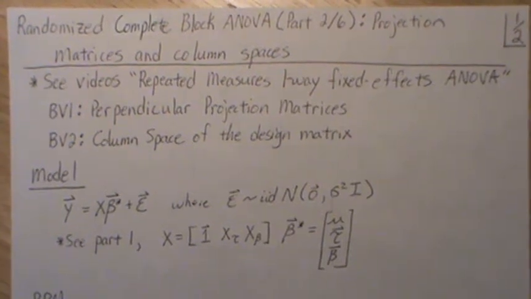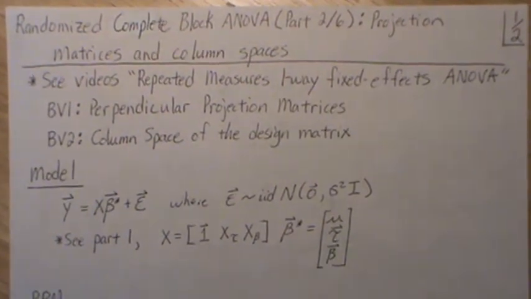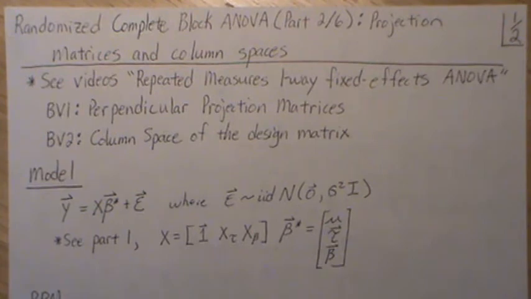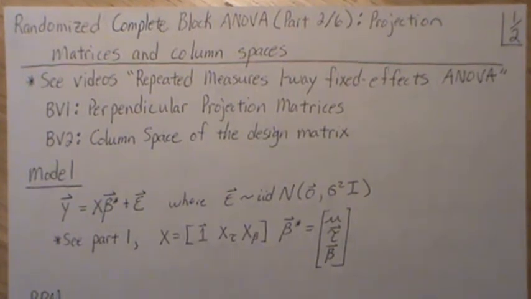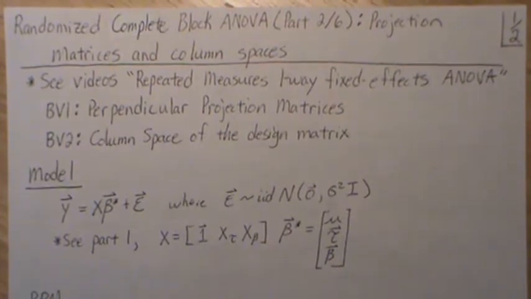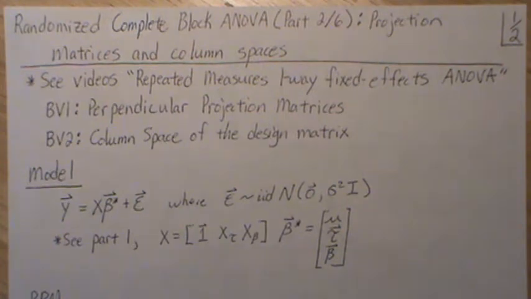Hello, this is the next video in a playlist that I'm calling General Linear Models, Design of Experiments. And this is part 2 of a little mini series within that playlist that I'm calling Randomized Complete Block ANOVA. And here we're going to look at the perpendicular projection matrices and column spaces associated with the design matrix.